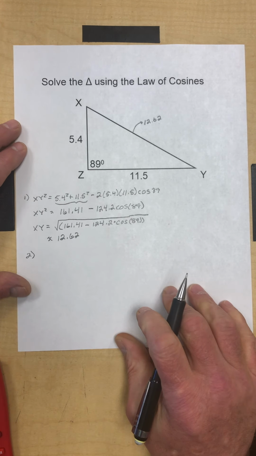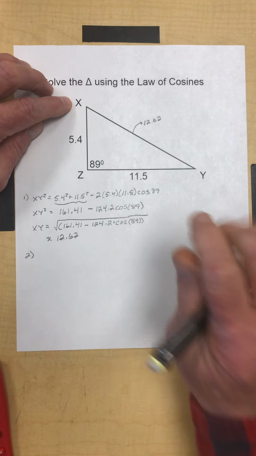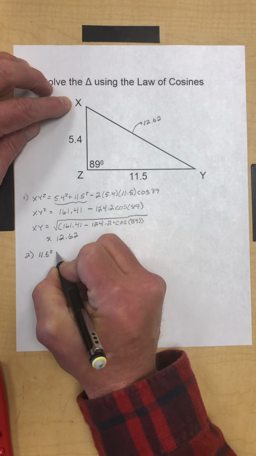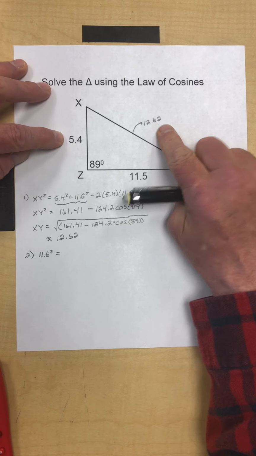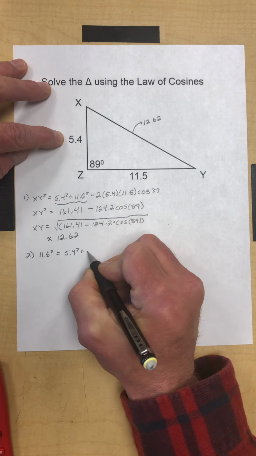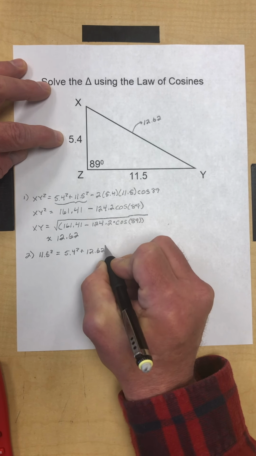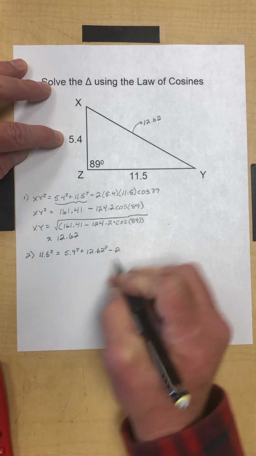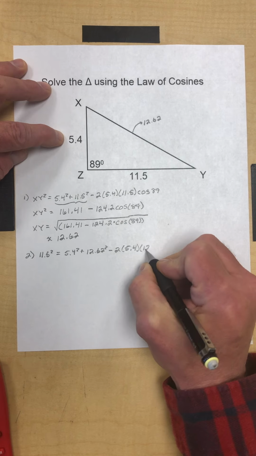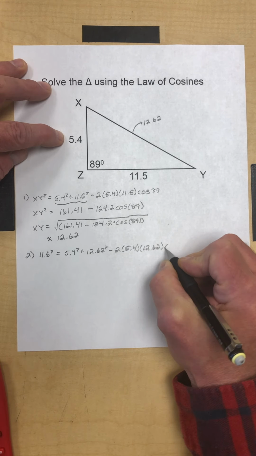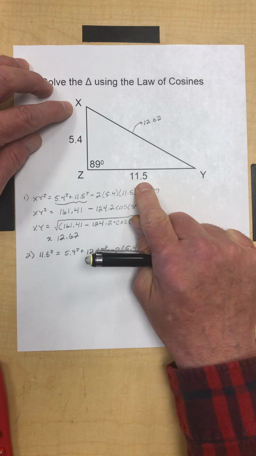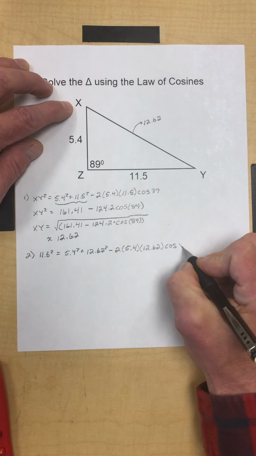Okay, so let's see. All right, so I start with the side opposite x, 11.5. So we get 11.5 squared equals the sum of the squares of the other two sides. So that would be 5.4 squared plus 12.62 squared minus 2 times those other two sides. So 2 times 5.4 times 12.62 times the cosine of the angle opposite of where I started. And I started 11.5, so cosine of angle x, and that's what we're looking for.